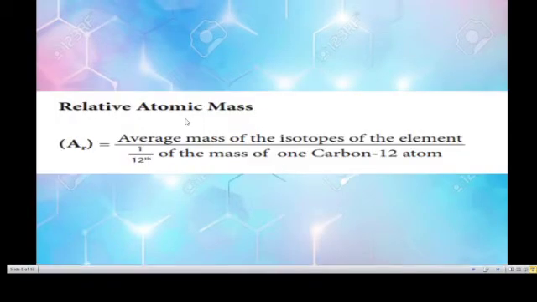What is relative atomic mass? It is denoted by Ar. That is, relative atomic mass is equal to the average mass of the isotopes of the element divided by 1/12 of the mass of one carbon 12 atom. This is relative atomic mass.